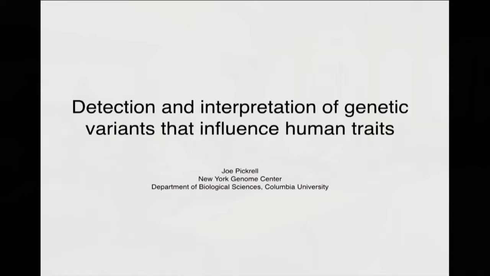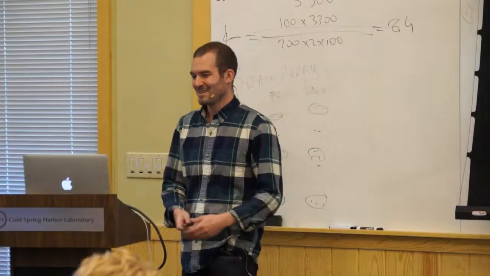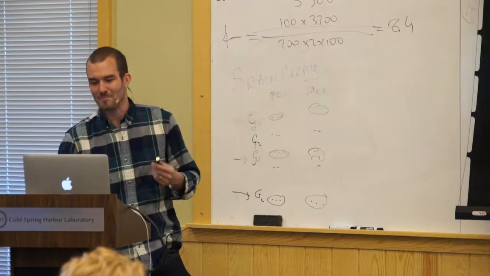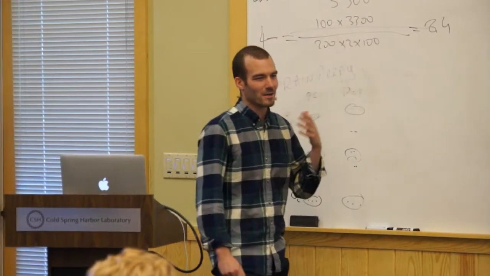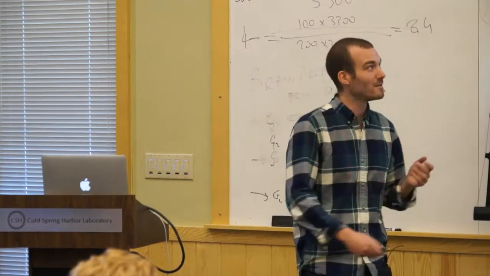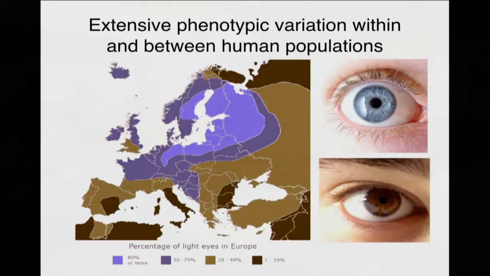And I'm going to be talking about the detection and interpretation of genetic variants that influence human traits. I've been told to expect to be interrupted a lot, so please, please do. What do I mean by that? What I'm interested in at a basic level is variation within and between human populations.